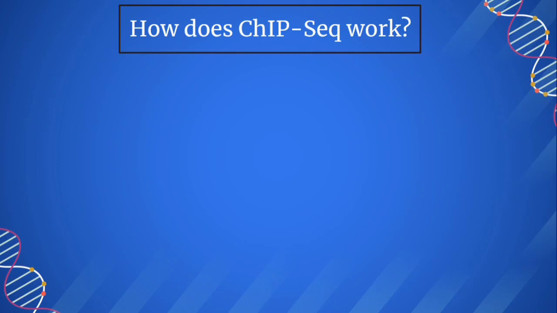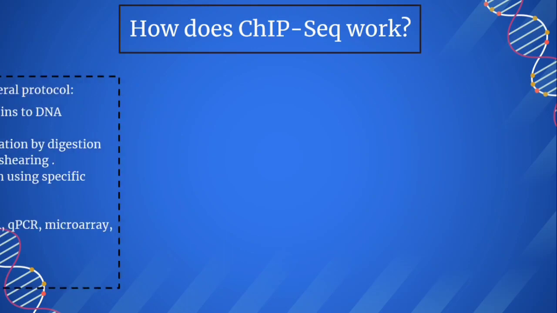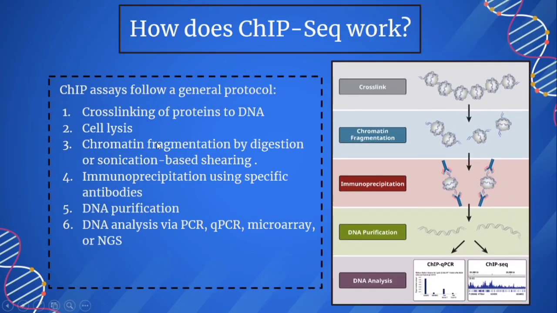So now let us move towards the working of ChIP sequencing. So how does ChIP sequencing work? ChIP sequencing has the following steps, as you can see in this picture. First is the cross-linking of proteins to DNA. Then there is cell lysis, chromatin fragmentation by digestion or sonication-based shearing, immunoprecipitation using specific antibodies, DNA purification and DNA analysis.